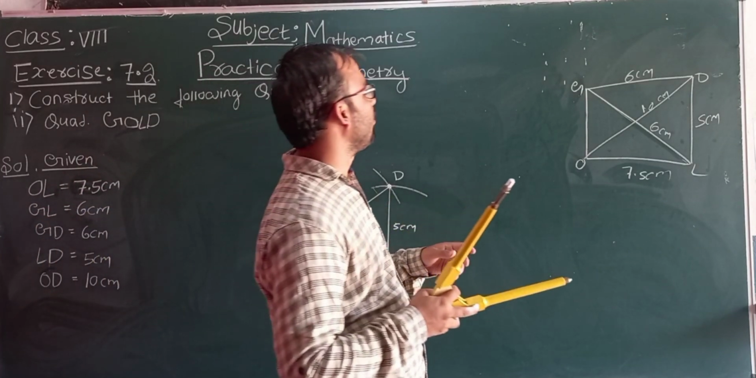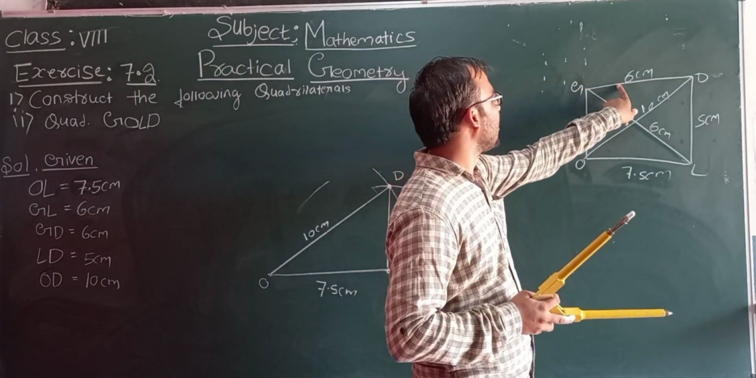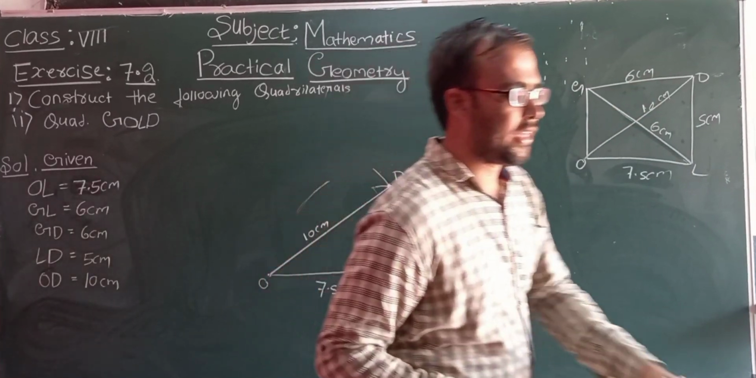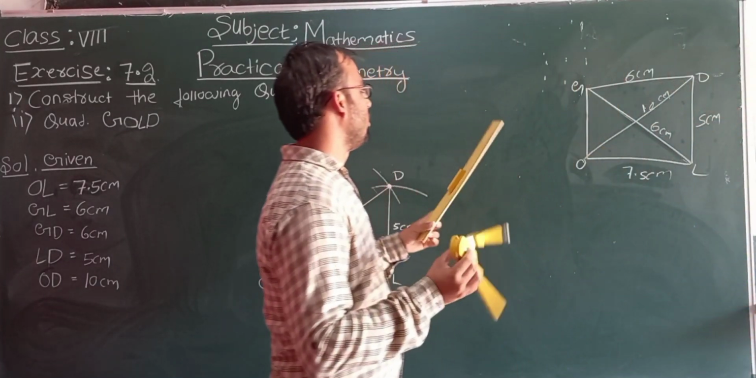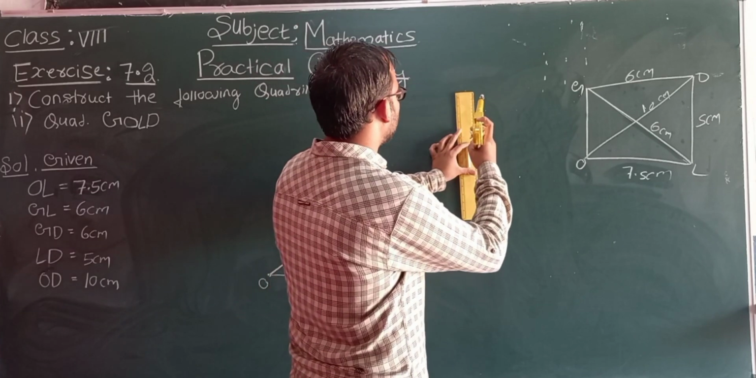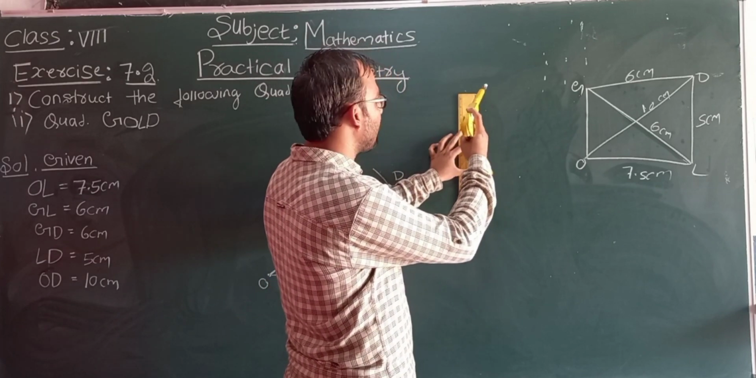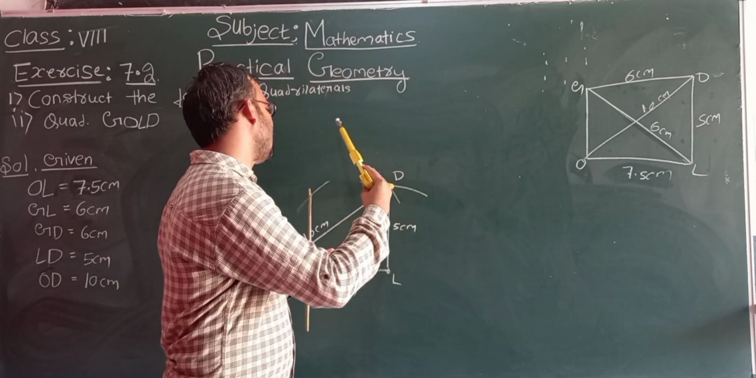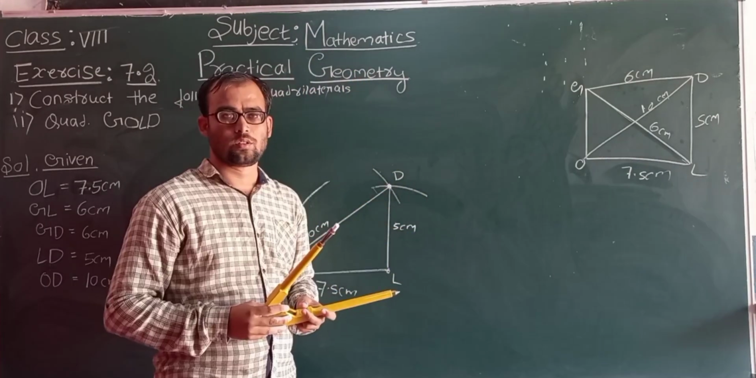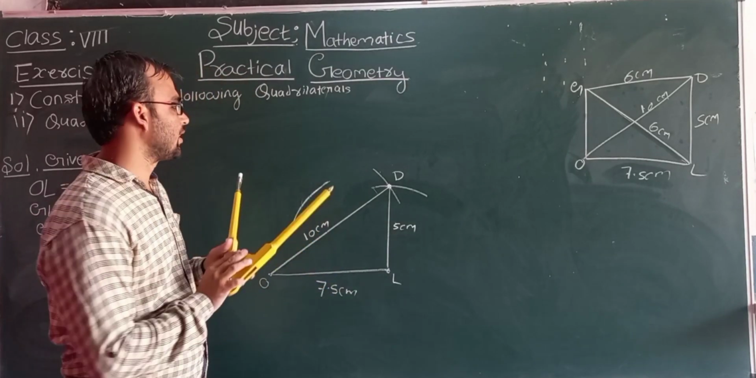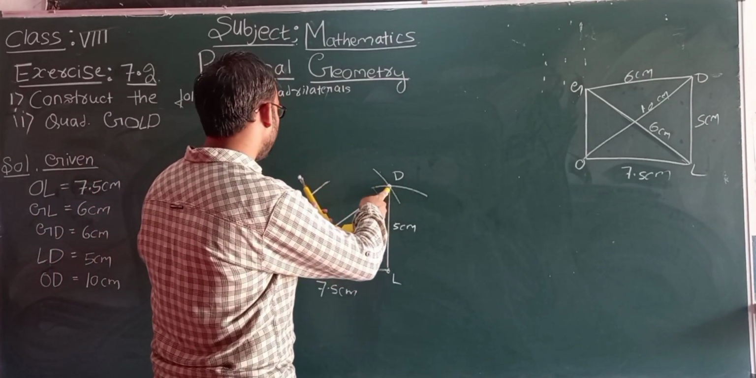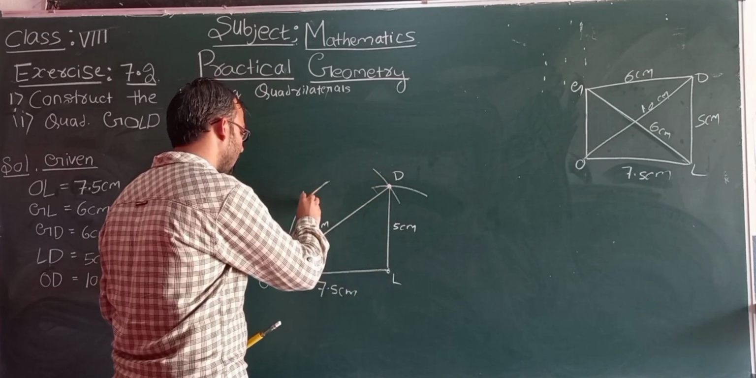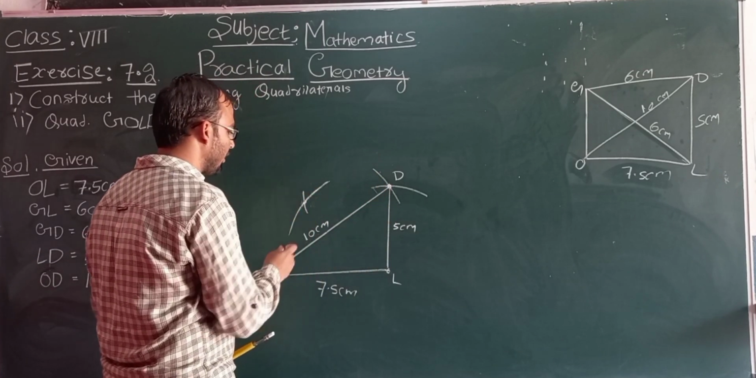Now, what's the next thing you need to do? Look here. GD is given as 6 centimeter. So again, take the scale and keep the radius of the compass at 6 centimeter, and with D as center, draw the arc. Students, assume that I have set the compass to 6 centimeter. Next, with D as center, mark the arc at 6 centimeter.